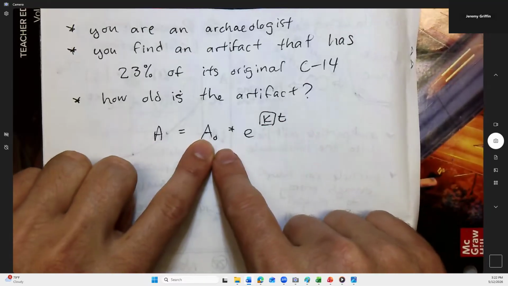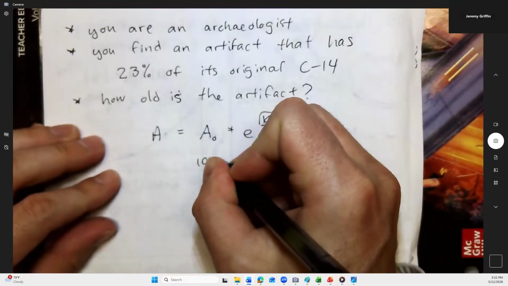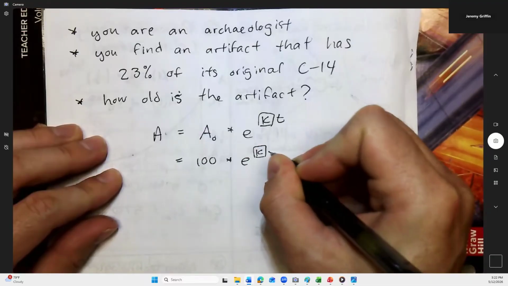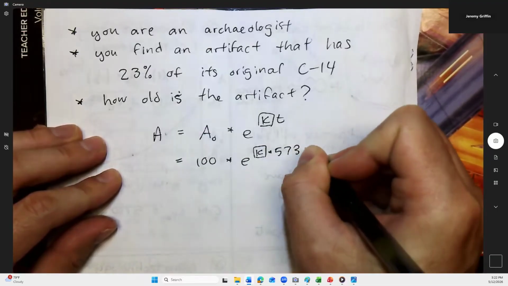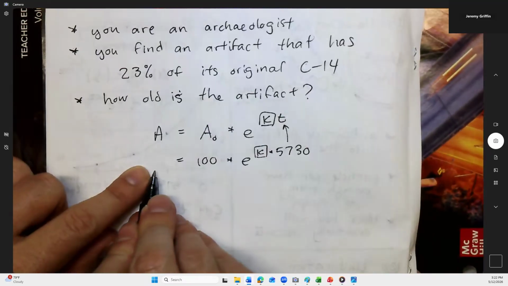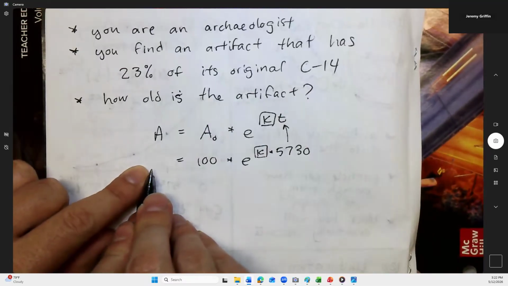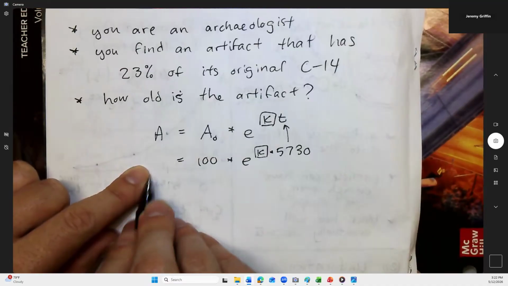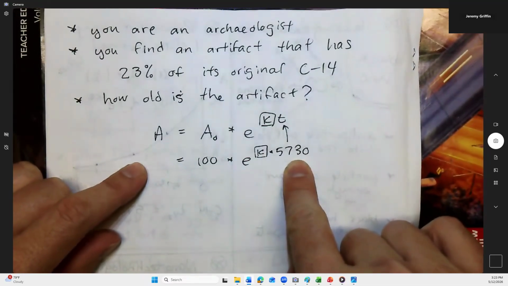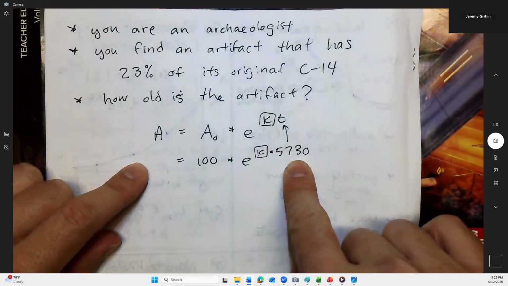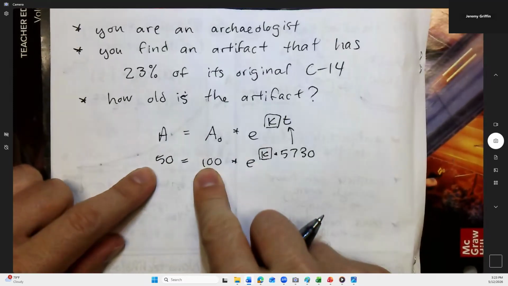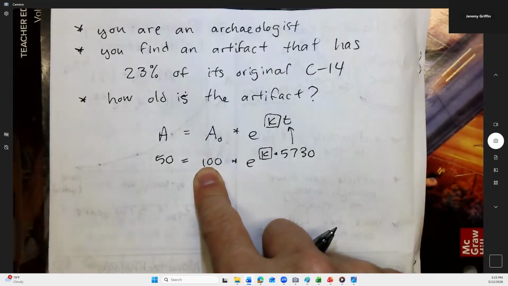Now, at this point, you can make up anything for A naught. You can say, I start off with 100 units. And if I plug in 5,730 years for time, this is years, then I should end up with how much right here? If one half-life has passed, which means we have how much? Because what's half of 100? 50. Now I just made up 100 as in maybe 100 units or 100% or whatever.